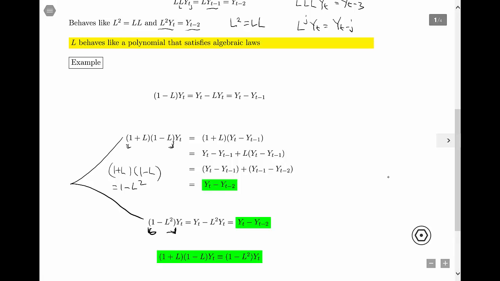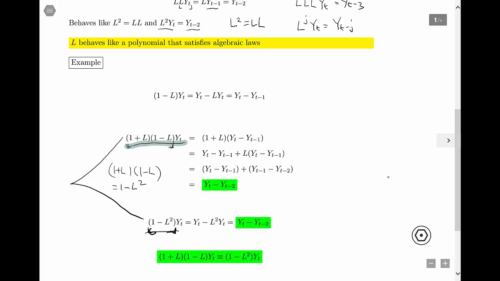And the two things turn out to be equal. So it just behaved as if this (1 plus L)(1 minus L) behaved as if we could expand it out and treat it like a polynomial. So what I mean by that is, when we perform some operations on yt, we can use all the usual algebraic manipulations to rewrite this, and the properties remain. So let's show then that these two entities are equal to each other.